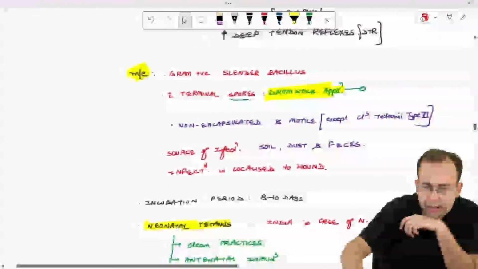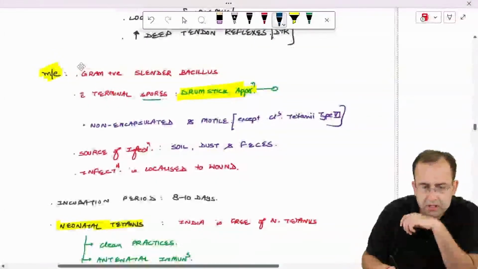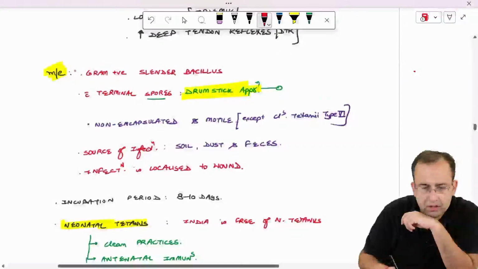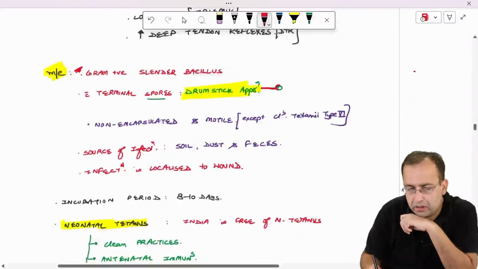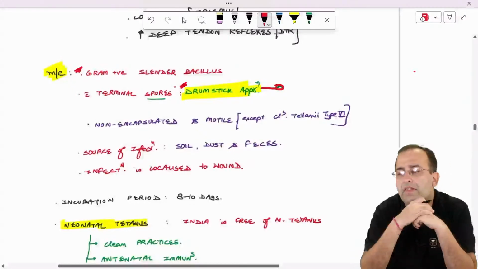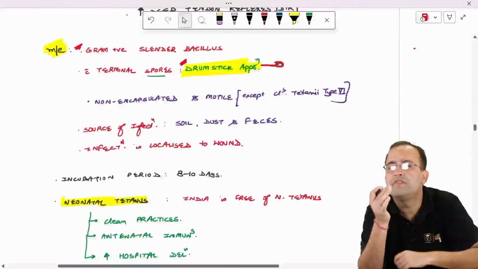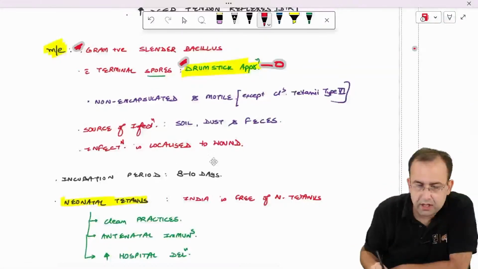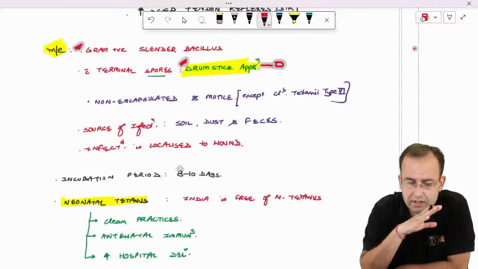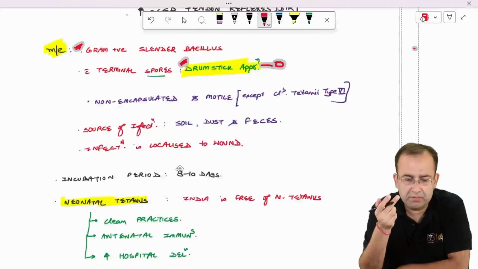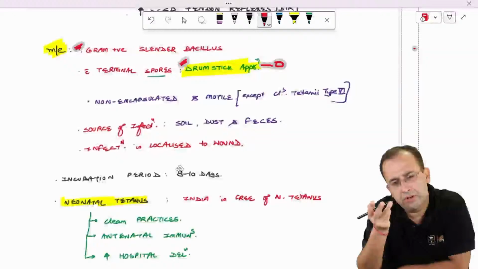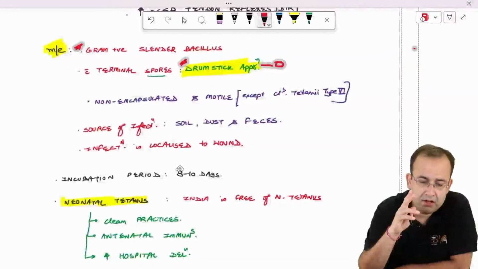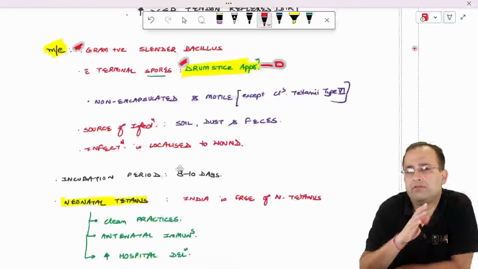Clostridium tetani is associated with the presence of terminal spores. It is a gram-positive slender organism having terminal spores, in turn giving it a drumstick appearance. Tetanus, where does it come from? The source of infection being soil, dust, or fecal matter. Incubation period is 8 to 10 days. India is free of neonatal tetanus, because of clean practices, antenatal immunization, and hospital deliveries. So this is with respect to Clostridium tetani.